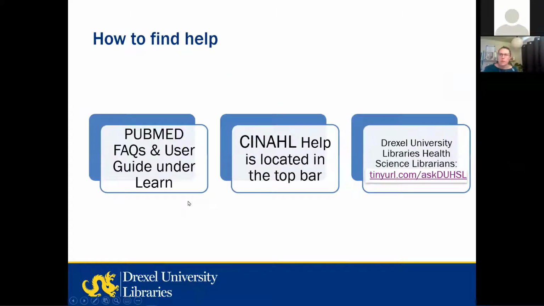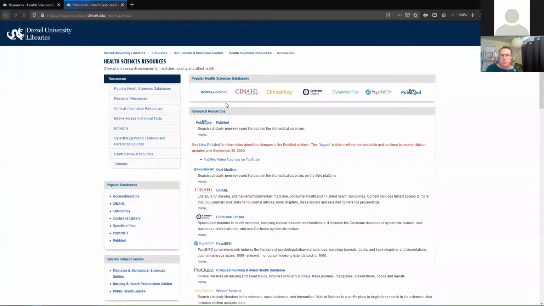We'll mostly be working within PubMed and CINAHL today, but the strategies apply to most databases where there are advanced search options. Here is information about where to get help within each of the databases I'll discuss, plus how to easily get to the main Drexel University Libraries Health Science Librarians Library Guide, tinyurl.com/askduhsl, which is short for Ask Drexel University Health Science Librarians. Go ahead and click on that now. I always suggest accessing databases through this library guide, as it will immediately ask for the authentication from here.